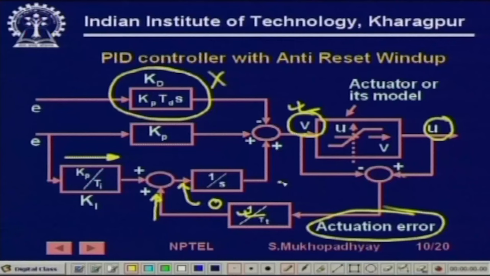So you see that whenever you are giving an input which is going to cause an actuator saturation, this special path which we have added to the PID controller will now prevent the integral term from blowing up. So that when the set point is reduced, the plant output will follow very smoothly. Right. So this is one of the schemes which can be used for anti-reset windup. Sometimes integral windup is also called reset windup.